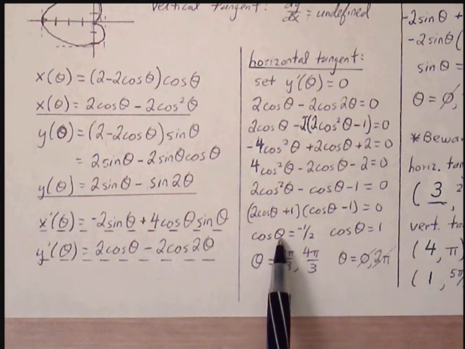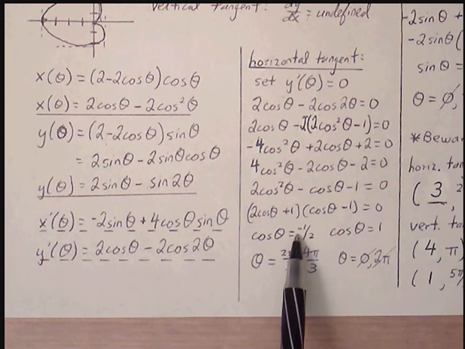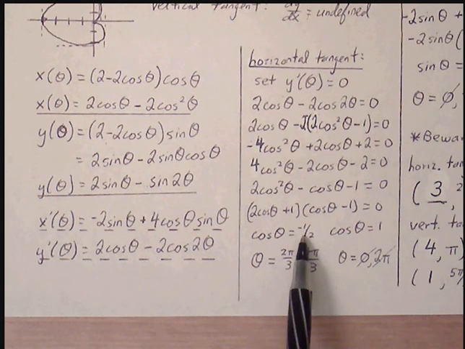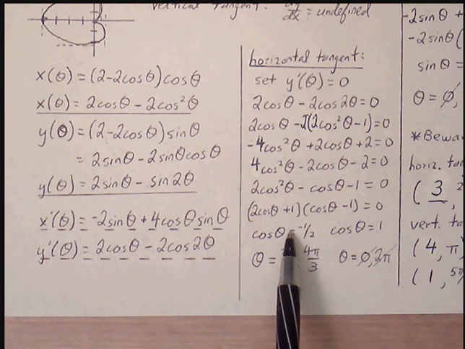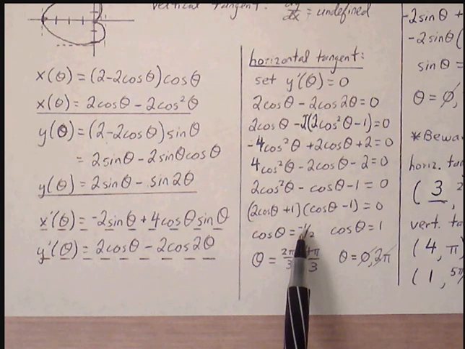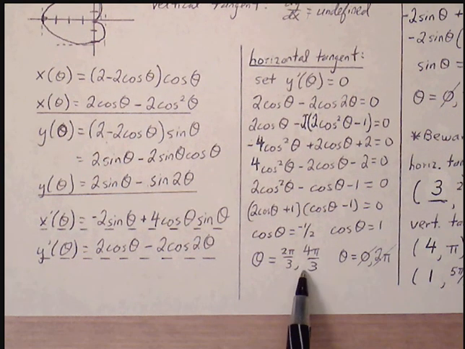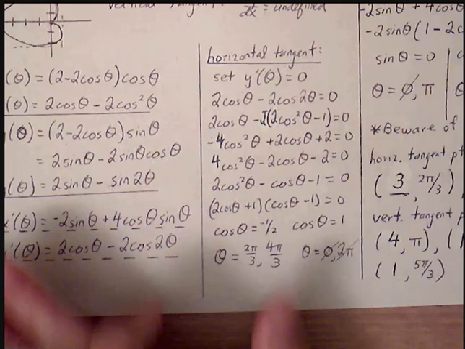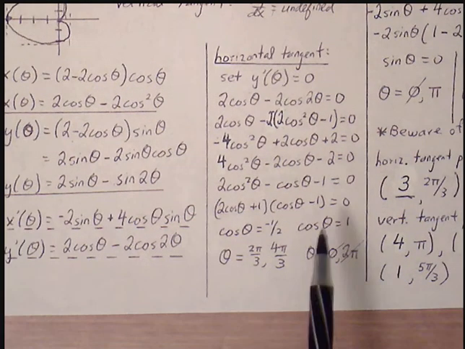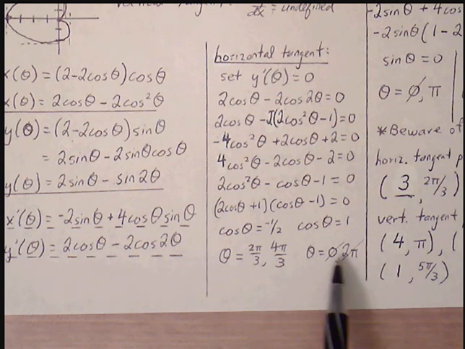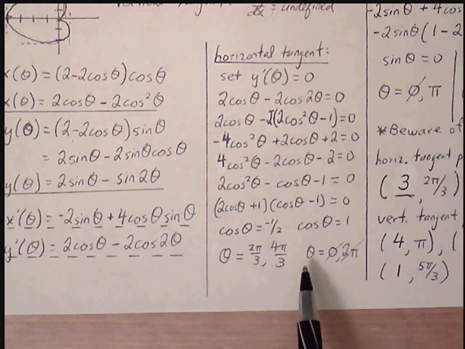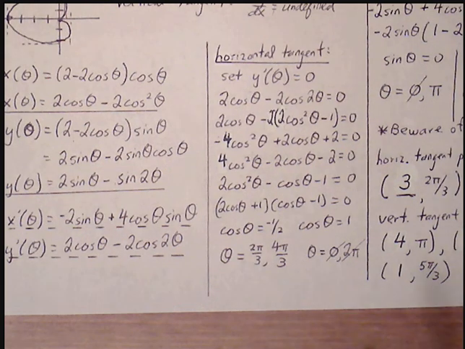So when is cosine equal to negative 1/2? Well, cosine will be negative in the second and the third quadrant. These will all be variations of pi over 3. So in the second quadrant, it will be 2 pi over 3. And the variation of pi over 3 in the third quadrant will be 4 pi over 3. Where's cosine equal to 1? Cosine is equal to 1 at 0 and 2 pi. So those are crossed out simply because we're going to have to eliminate them later. But for now, we have these potential points, potential angles.